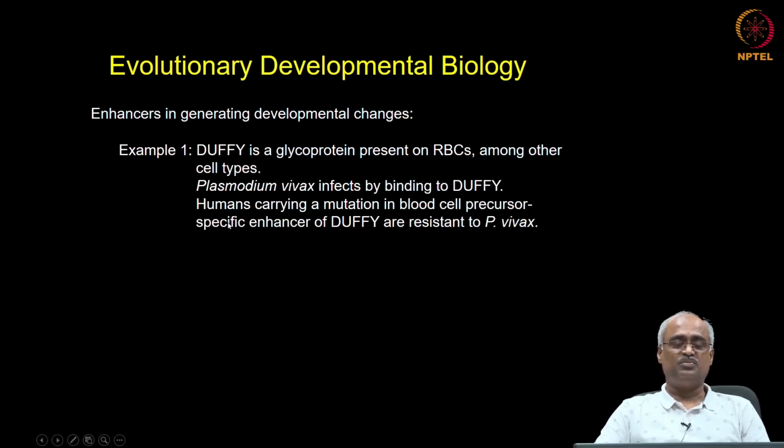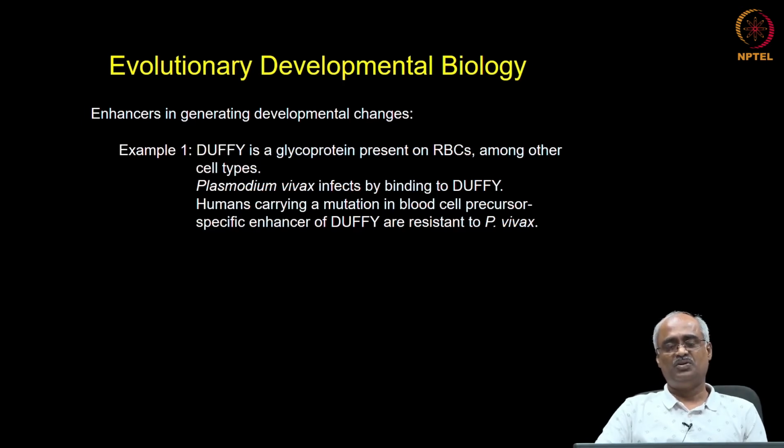So, the answer comes from an RBC specific enhancer, not RBC specific because RBC does not have DNA to transcribe from. So, in the precursors of the blood cells, the enhancer of the Duffy gene is inactive. As a result, Duffy is not expressed in the blood cells, but it is expressed elsewhere where its function is essential. So, this enhancer mutant that specifically turns off Duffy in the blood cells has been selected due to the evolutionary pressure of Plasmodium vivax infection.